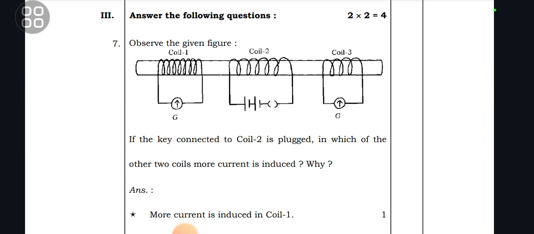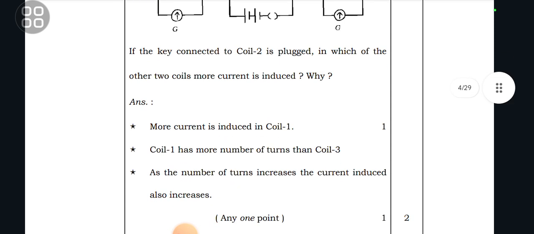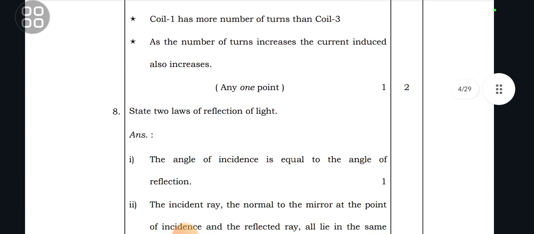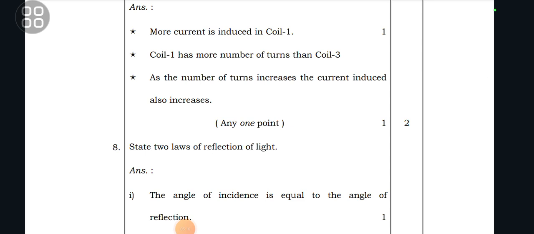Observe the given circuit, and below they have given a question and asked for the reason. So here you can see the answers, how they are distributed. You should also distribute the answers point wise, so you'll get good marks. They say any 1 point, but you should mention at least 2 points to score good marks.